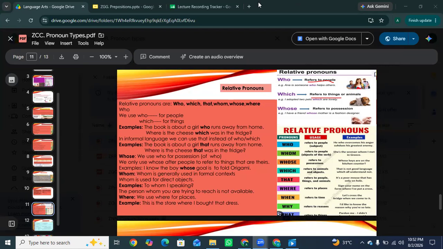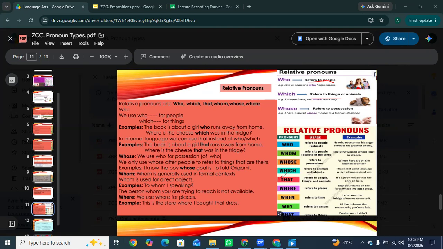And the next one is that. Okay, so in casual everyday English, that can replace both who and which. Who is for people and which is for things. With people: the book is about a girl that runs away from home. And with things: where is the cheese that was in the fridge?